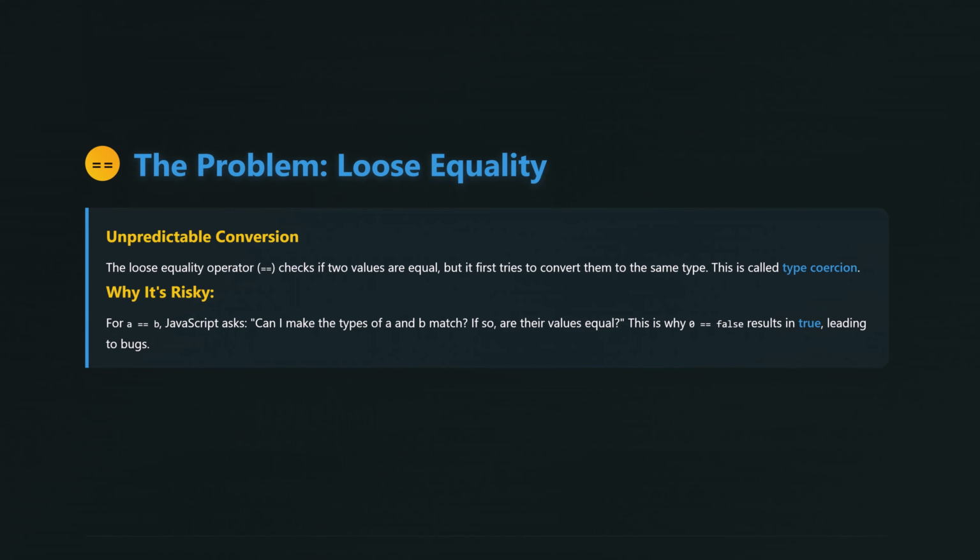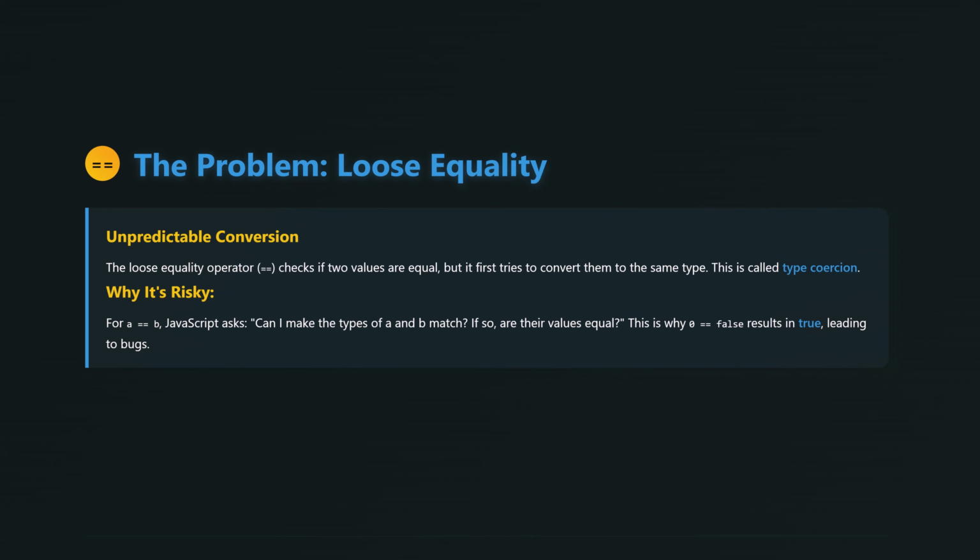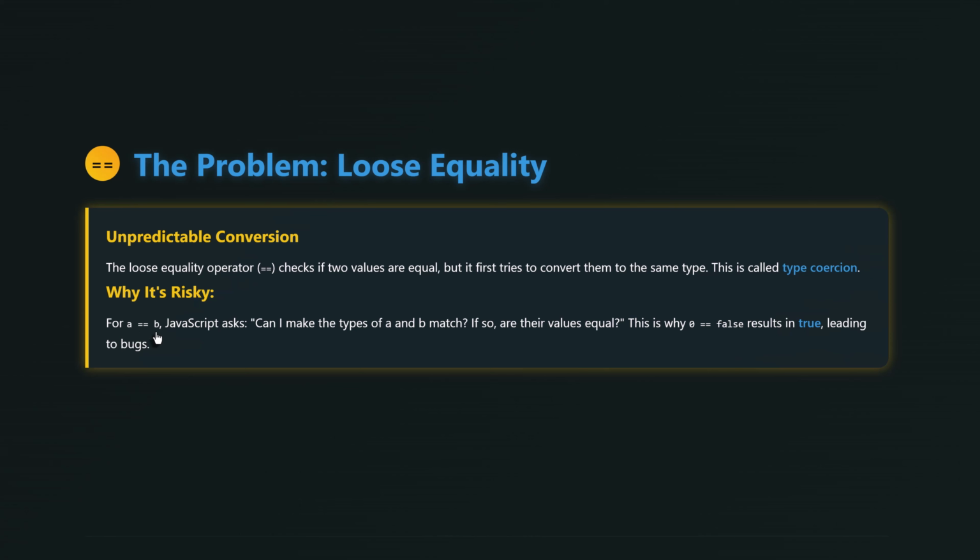Now let's understand loose equality and strict equality. Loose equality. This operator checks if two values are equal, but will try to convert the operands to the same type before it compares them. This behind-the-scenes conversion is called type coercion, and it often leads to unpredictable results and bugs. And let's see how it works. For A == B, JavaScript asks, can I make the types of A and B match? If so, are their values equal? This is why 0 == false evaluates to true, which can be very confusing.